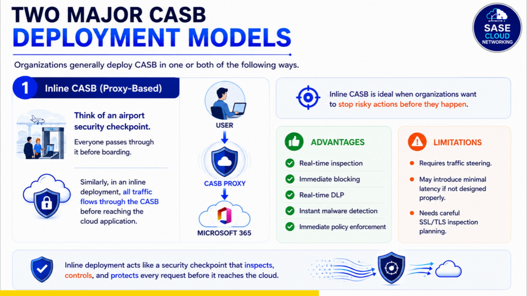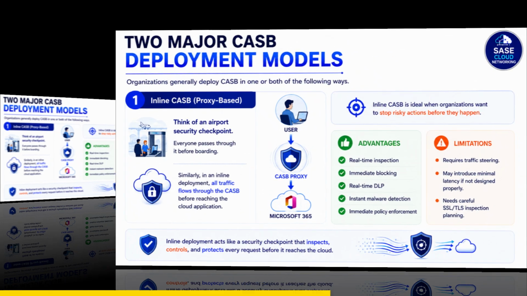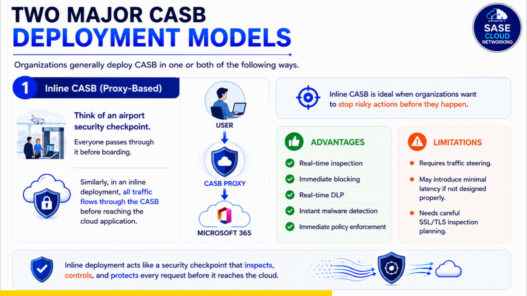Two major CASB deployment models. Organizations generally deploy CASB in one or both of the following ways. 1. Inline CASB, proxy-based. Think of an airport security checkpoint. Everyone passes through it before boarding. Similarly, in an inline deployment, all traffic flows through the CASB before reaching the cloud application. User. CASB proxy. Microsoft 365.